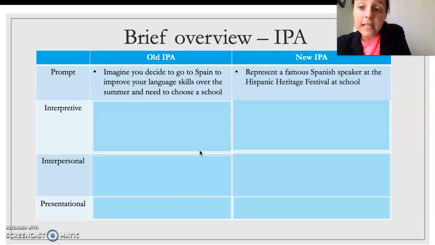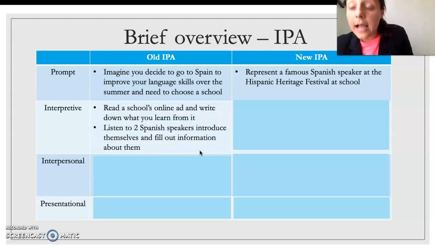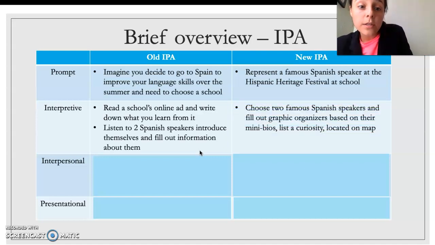The new prompt is you are going to be representing a famous Spanish speaker at our school's Hispanic Heritage Festival. The interpretive task of the old task was to read an online ad and to also listen to some Spanish speakers introduce themselves, pick out key information. The new interpretive task is to choose 2 famous Spanish speakers and fill out graphic organizers based on their mini bios. List a curiosity, and locate where those people are from on the map.